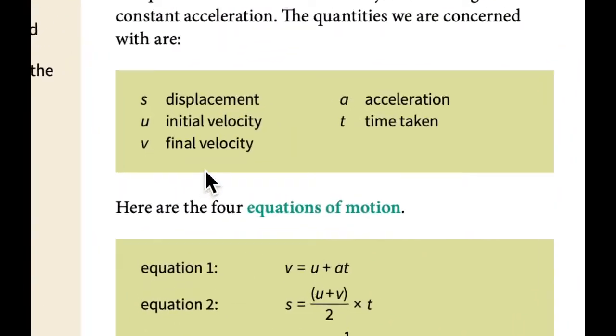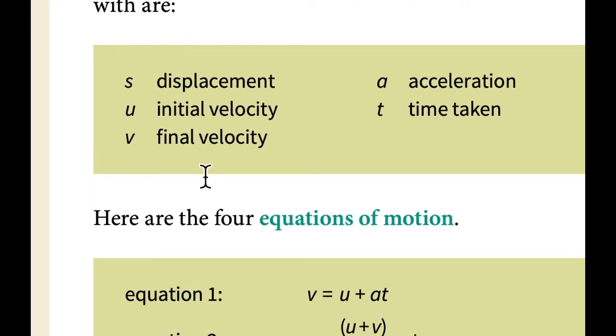With these symbols as part of the convention we are following, this convention is necessary to ensure that we are speaking the same language. Remember the symbols: s for displacement, u for initial velocity, v for final velocity, and a for acceleration. And of course, the time. It has a symbol t, all in lower case.